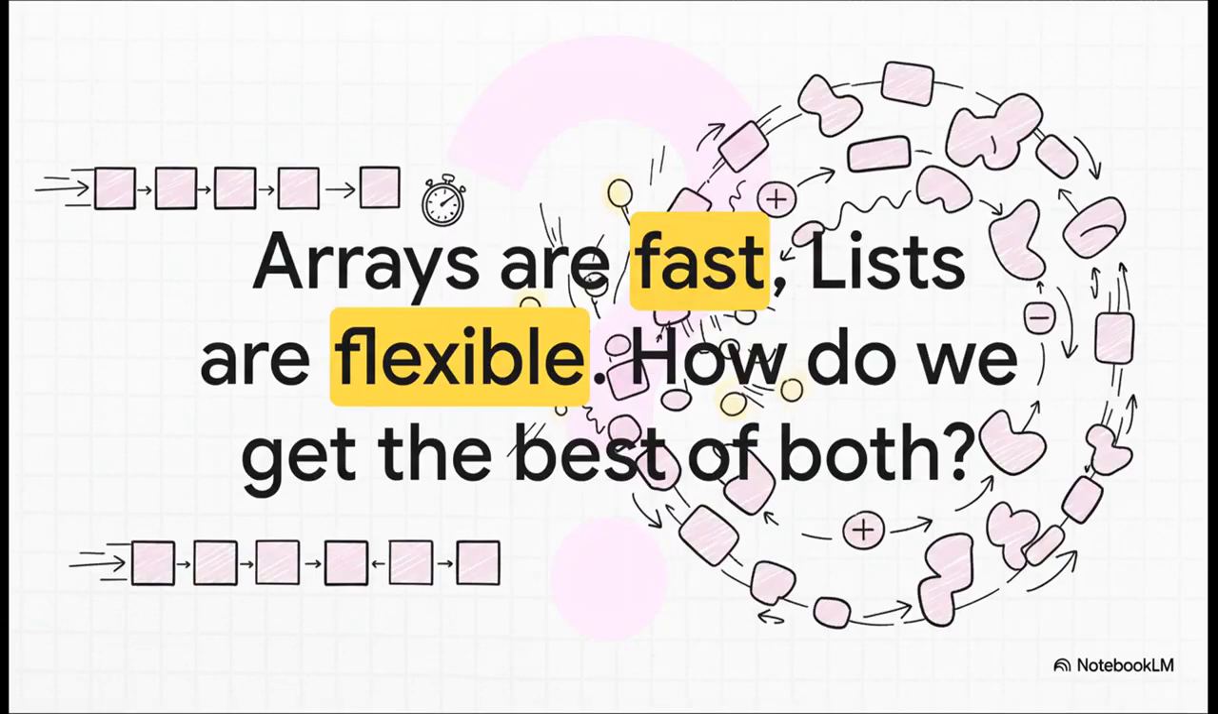And that brings us to our final question. We've seen that arrays are fast and linked lists are flexible. So what if you need both? How do you get the best of both worlds? The answer to that question? Well, that's where things get really interesting, and it opens the door to a whole new world of even more advanced data structures.